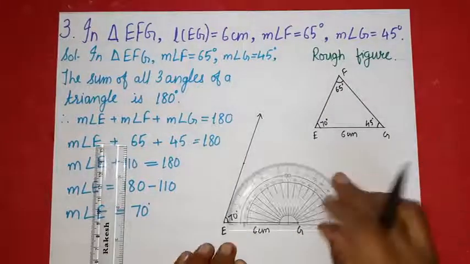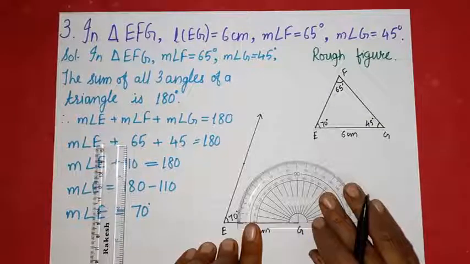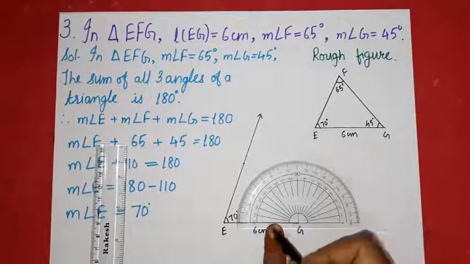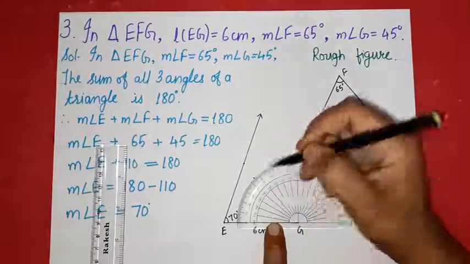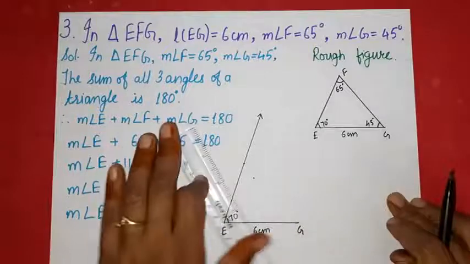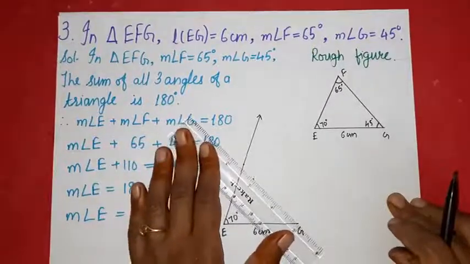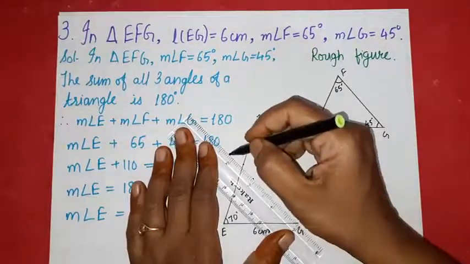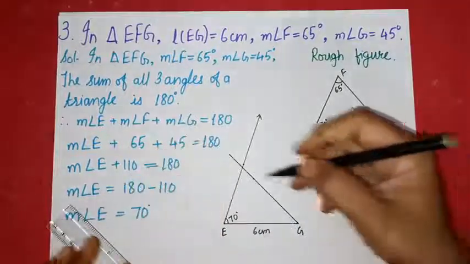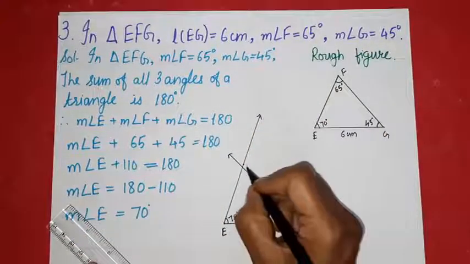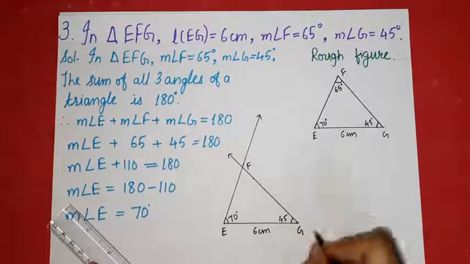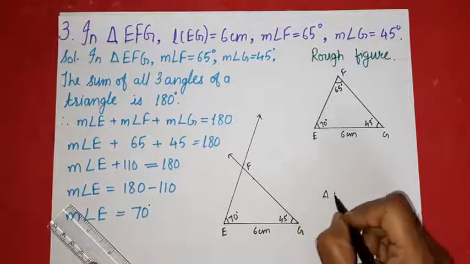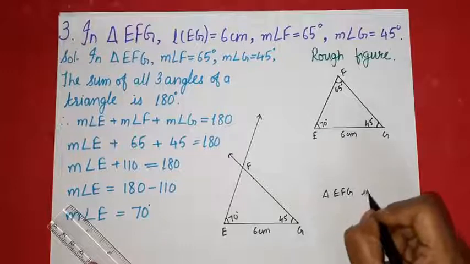Now we will take the measure of angle G as 45 degrees. So put the protractor, as we are overlapping it on this side, so we will take 45 degrees on the left. Now join this dot with vertex G. Now give the arrow. This is the vertex F. The measure of this angle is 45 degrees. So this triangle EFG is the required triangle.